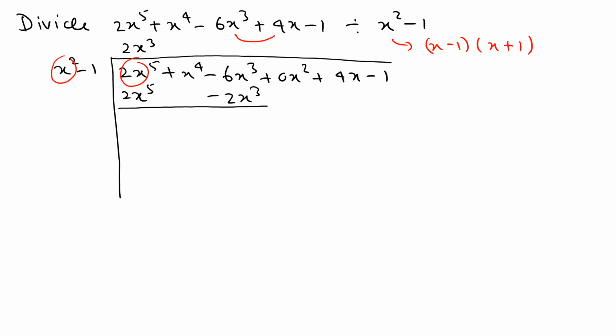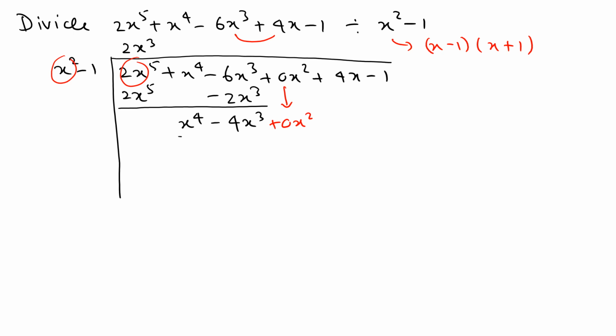Now change the sign and add. When you change and add, you're going to get x to the fourth here because there's no term here, and then when you change and add, you get negative 4x cubed. So that's what you get. And as before, after you finish, you're going to move the next term, and then do the same thing.